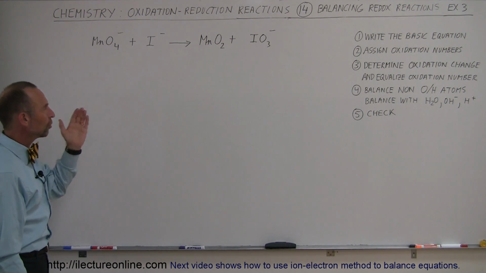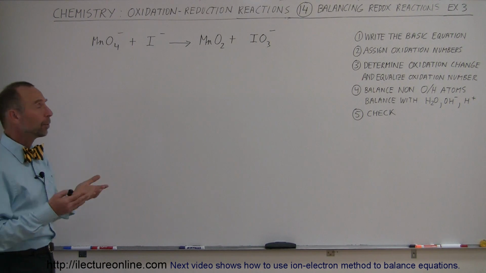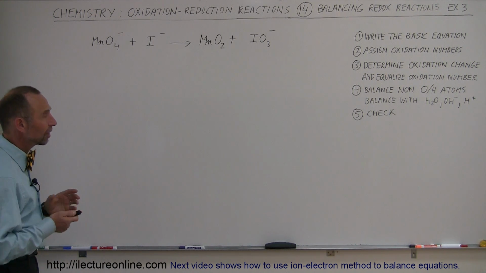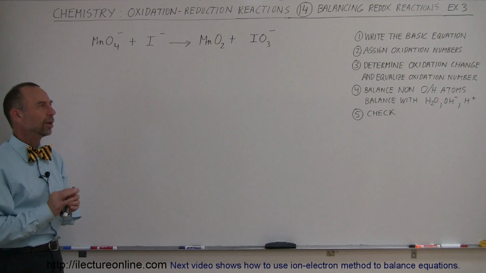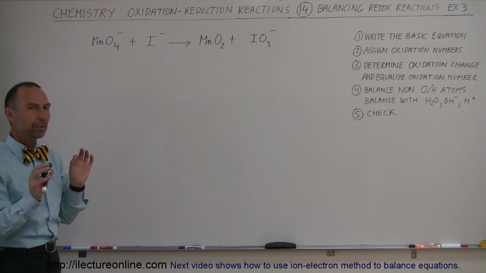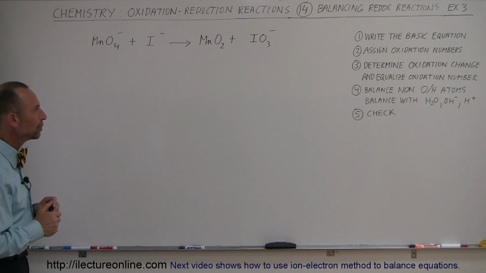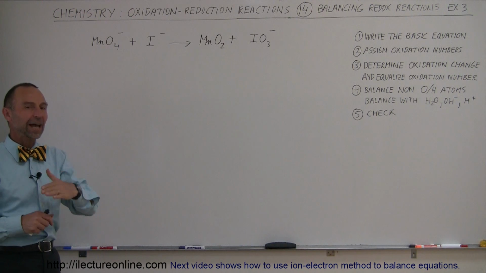And so we assume this equation is not balanced, not number-wise, but also probably not oxidation-number-wise. So let's check it. We're going to use the same technique that we used before for a typical equation, but at the end we're going to do some things that are slightly different, and we'll see in just a moment why. But the first several steps are exactly the same.